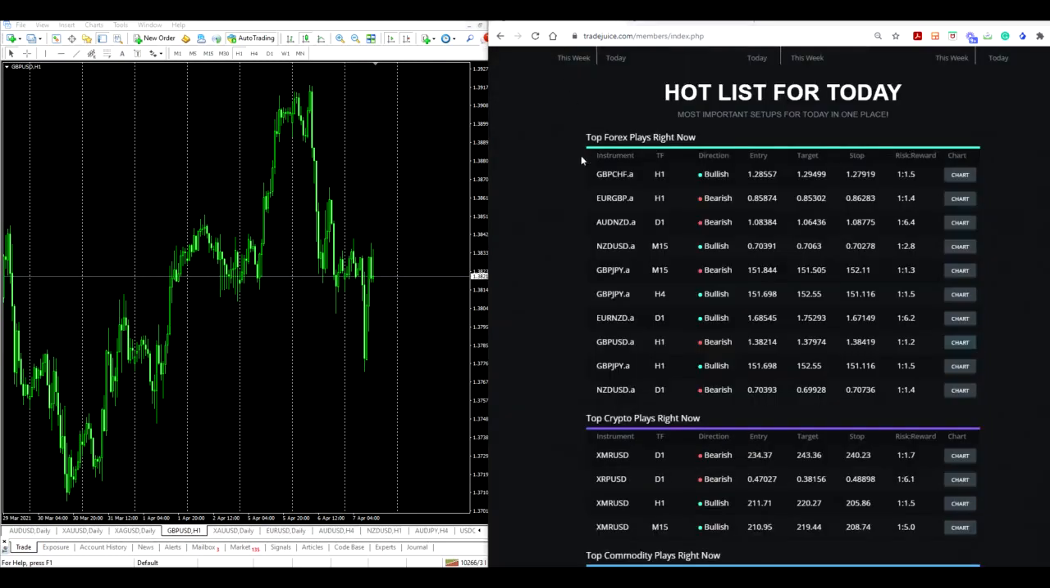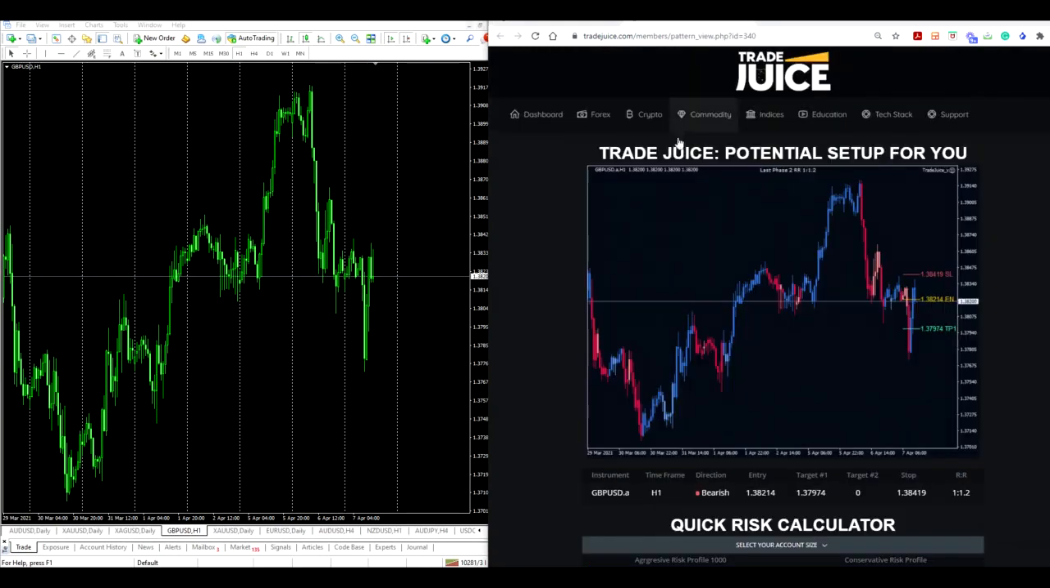Okay guys, so I'm on the Tradejuice platform and I can see many potential entries here. I'm looking at this one here, the pound USD 1 hour for bearish signal, and I've got my entry target, stop loss, and it even lets me know where those points are on the chart. So this is my MT4 platform right here.